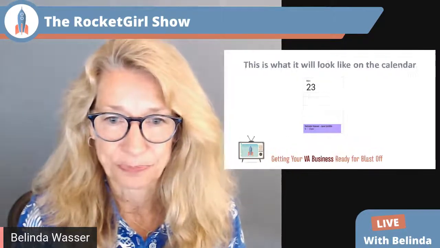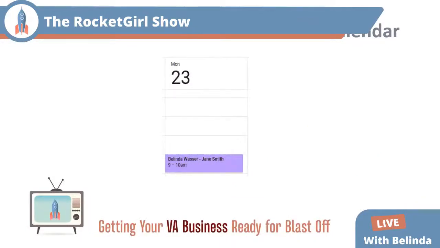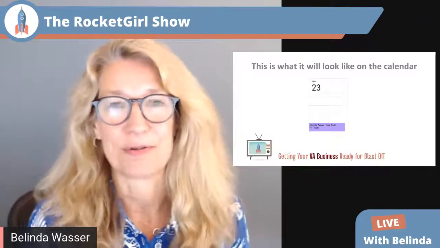So let me just show you. I'm going to make this larger. See here, it has Belinda Wasser and Jane Smith. So when Jane is looking at this, she sees my name first, which is a common courtesy, and then she sees hers. So that's really important when you're sending out an email invite. Okay, now let's talk about the other details here.